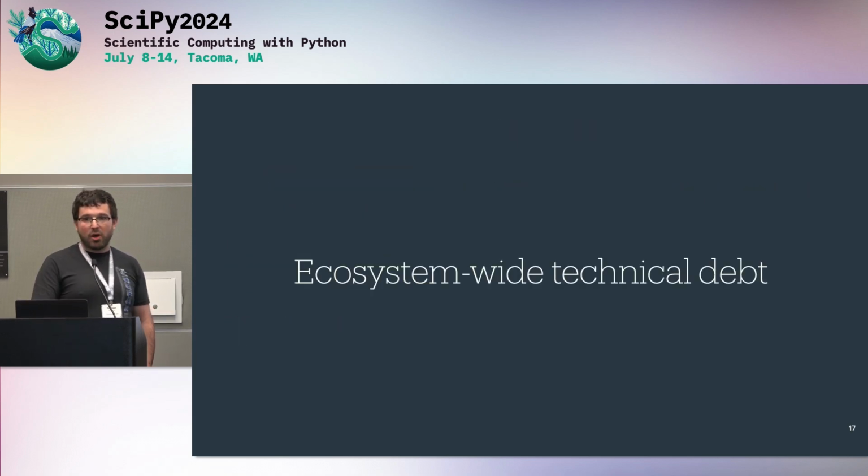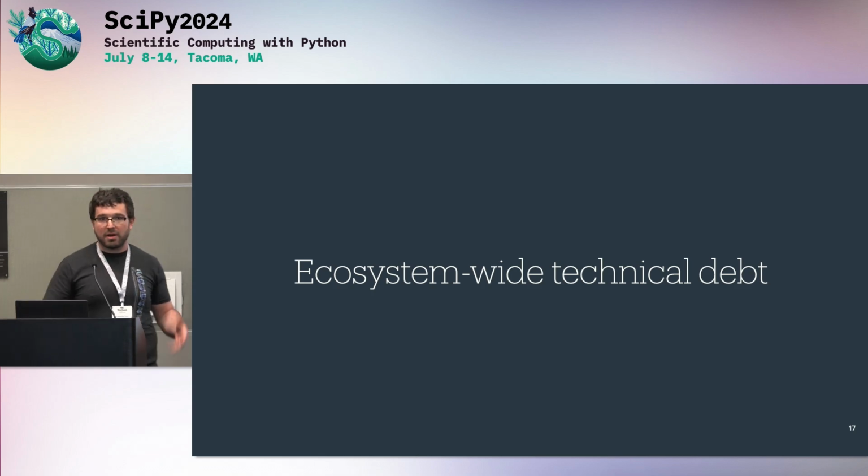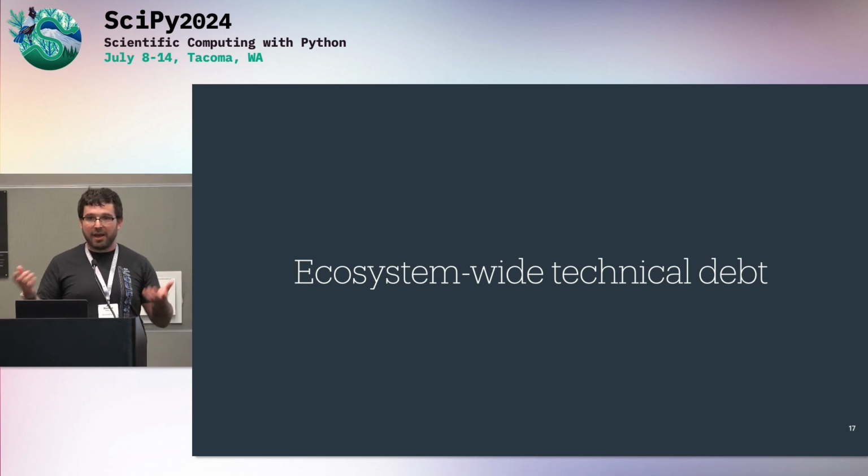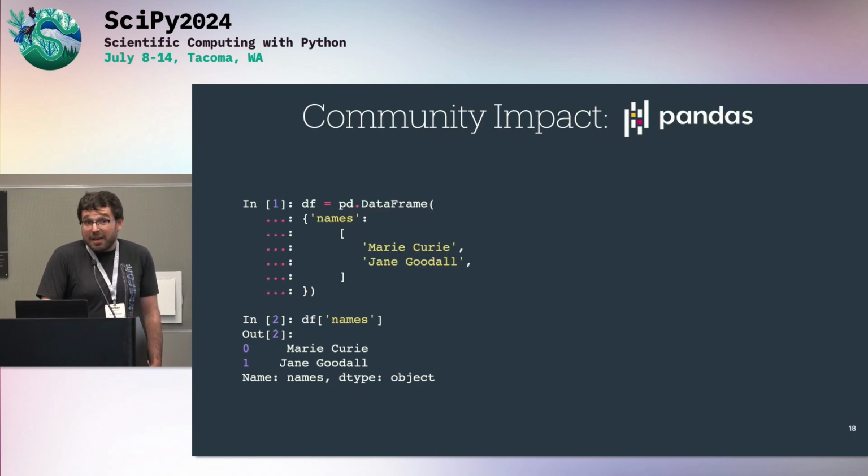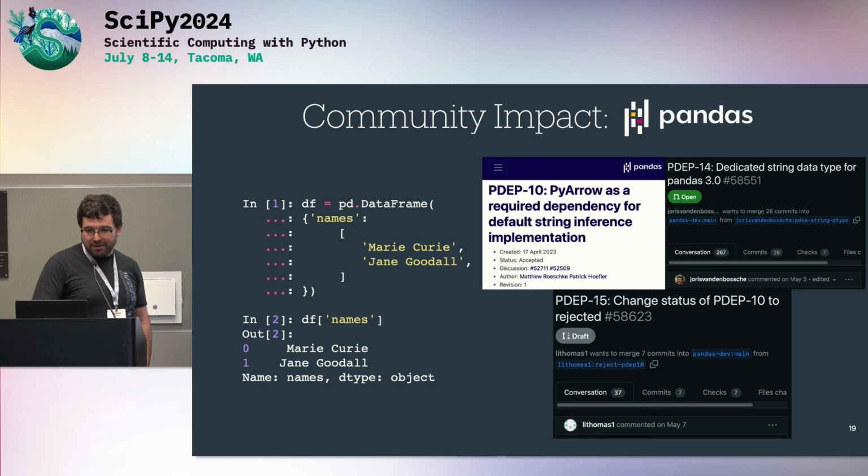But the choice to go with object arrays as the default for string arrays in Python, because of this issue with NumPy's fully supported strings, is basically ecosystem-wide technical debt. So for example, pandas. This had a significant impact on pandas. If we create a pandas data frame that has one column of names, and we look at that column, we can see that it's actually backed by a NumPy object array. And this has caused an enormous amount of pain for pandas over the years, just because object arrays are kind of slow and not great.